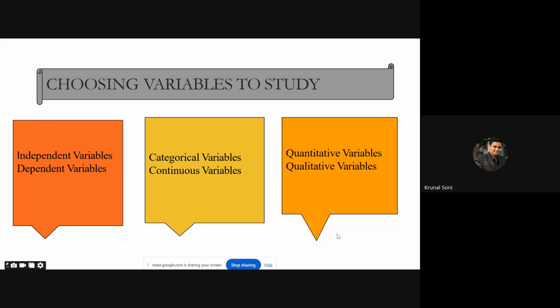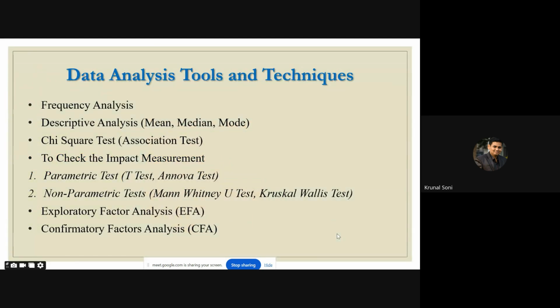That is called a continuous number, where the sequence cannot be broken and order does matter. And then you have quantitative and qualitative variables. Qualitative is always non-numeric data, and quantitative covers everything in numbers: independent, dependent, category, continuous. Now, data analysis tools and techniques: you can apply frequency analysis on nominal and ordinal scale. Descriptive, again, you can apply mean, median, mode, and chi-square test for nominal and ordinal types of data. You can also apply parametric tests such as one sample t-test, independent sample t-test, one-way ANOVA, paired sample t-test. Non-parametric tests you can apply are Mann-Whitney U-test, Kruskal-Wallis test, and exploratory factor analysis on scale data. Confirmatory factor analysis: once you have explored the data, you can confirm those factors.